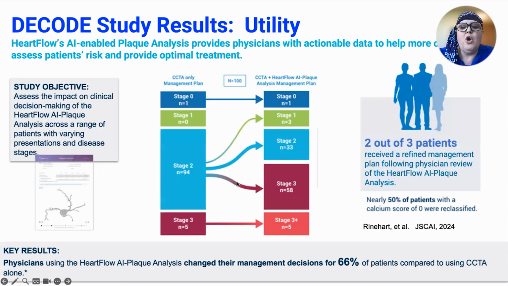Are we going to maintain it? Or are we going to intensify it? And what we found was fairly alarming, in that, number one, the clinical CT reports really didn't articulate well the overall plaque burden of the individual patients. And sometimes seeing that non-calcified plaque or plaque in a very proximal location really changed how we wanted to treat our patients, which would be more intensification of therapy. And 2 out of 3 patients actually received a refined management plan following this physician review.